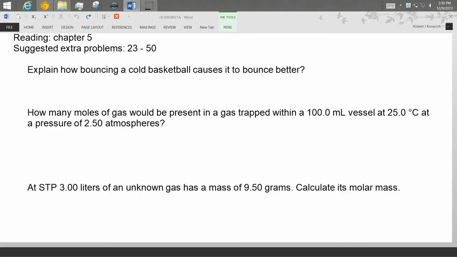All right, let's go ahead and do this homework. Explain how bouncing a cold basketball causes it to bounce better. So what is it about bouncing the ball that makes it bounce better?